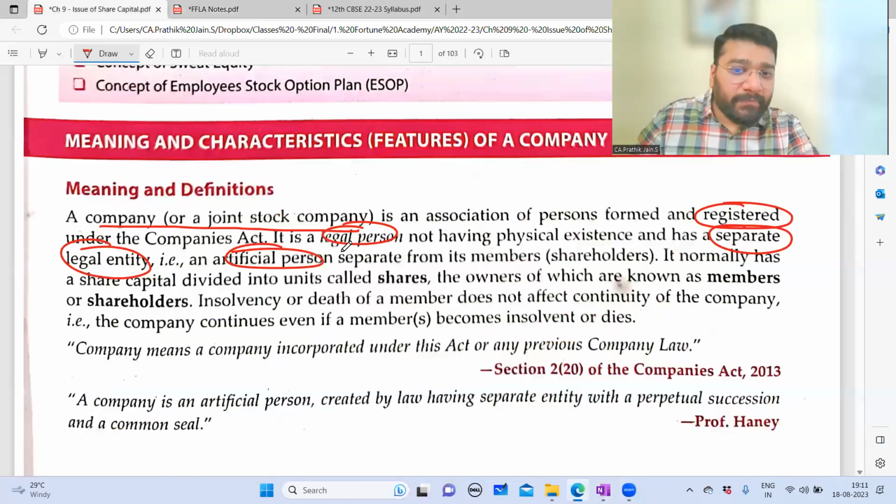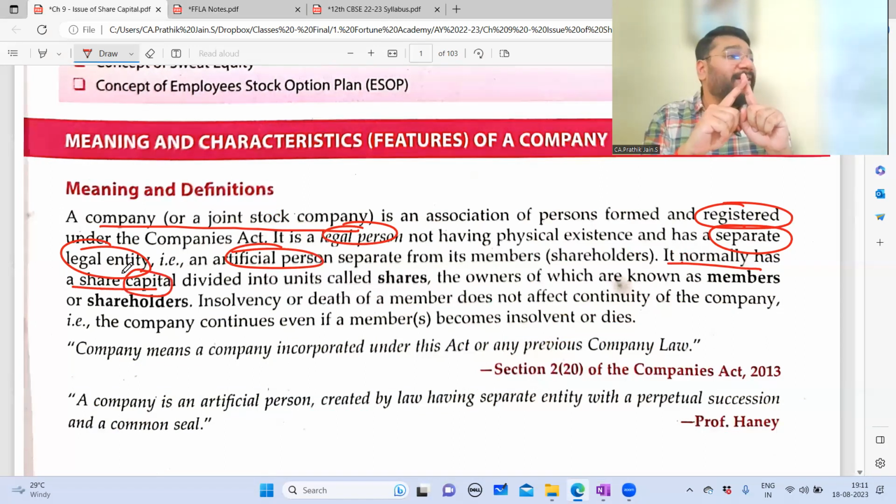So coming back. It normally has a share capital. Means what? A company has a share capital. Share capital means what? A capital that is being shared by multiple people. That is called a share capital. What is the meaning of share capital? A capital shared by multiple people is called a share capital.